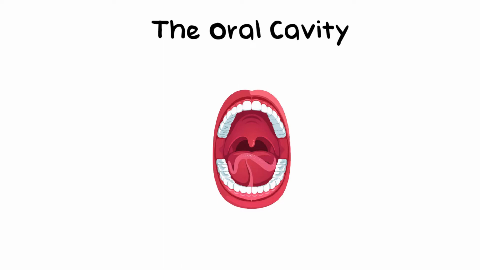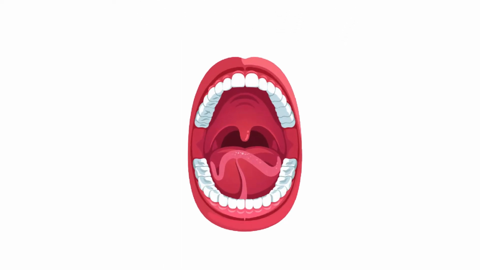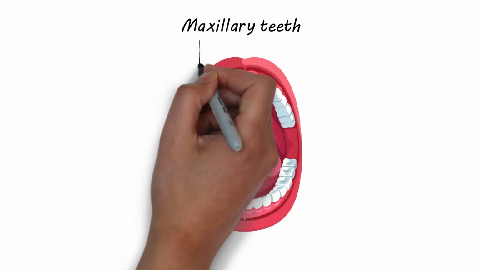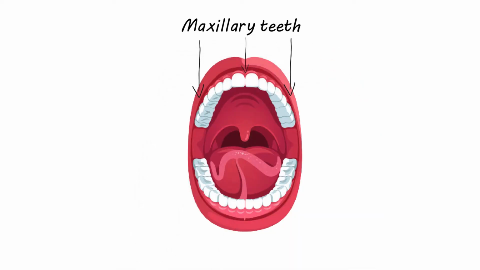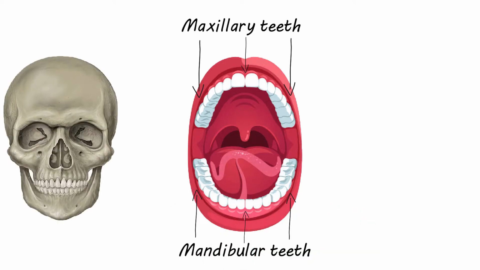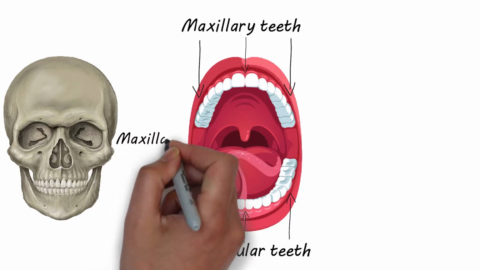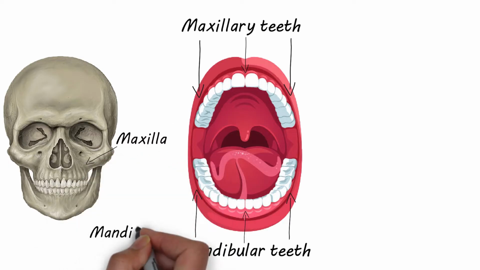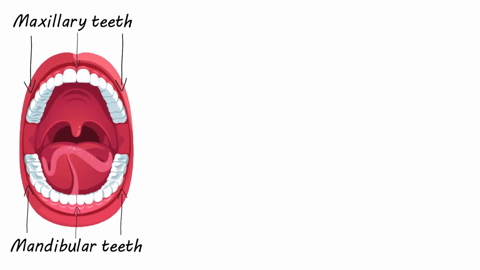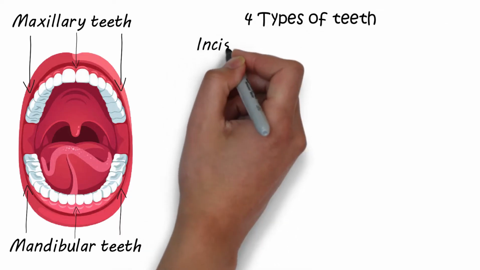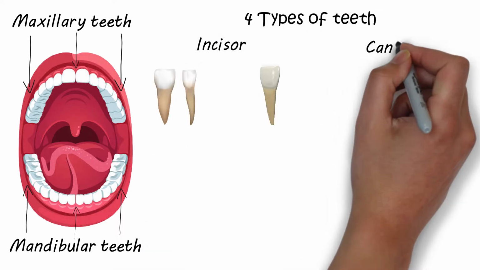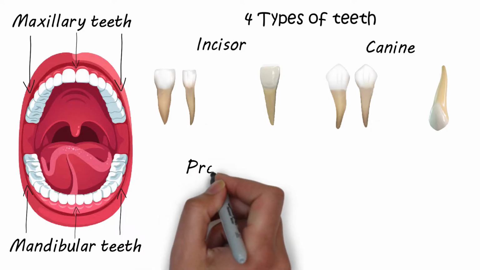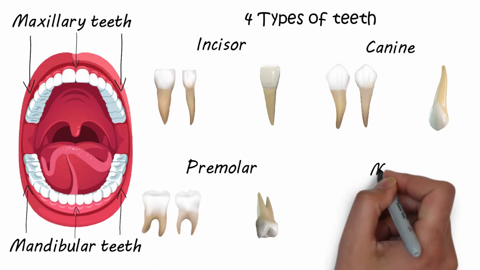In our oral cavity, we have two sets of teeth. The upper teeth, known as the maxillary teeth, and the lower teeth, known as the mandibular teeth, both representing the maxilla, the upper set of bones, and the mandible representing the lower jaw respectively. So humans have four types of teeth. These include incisors, canines, premolars, and the molars.